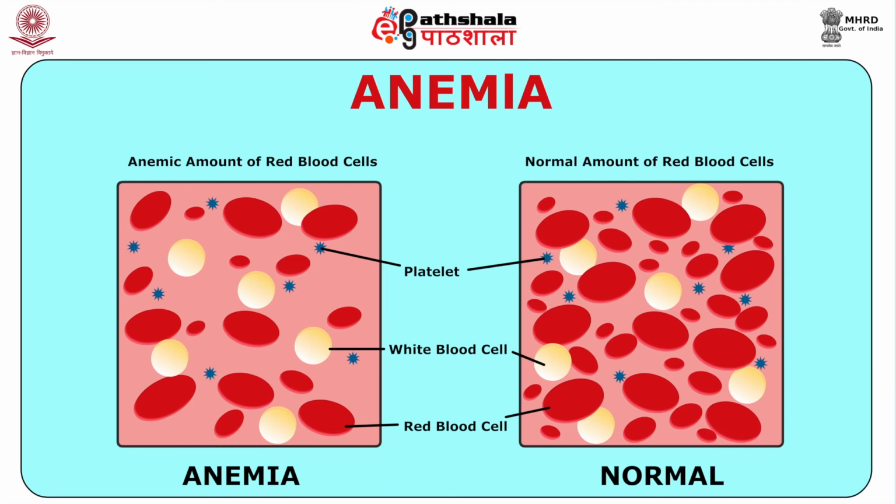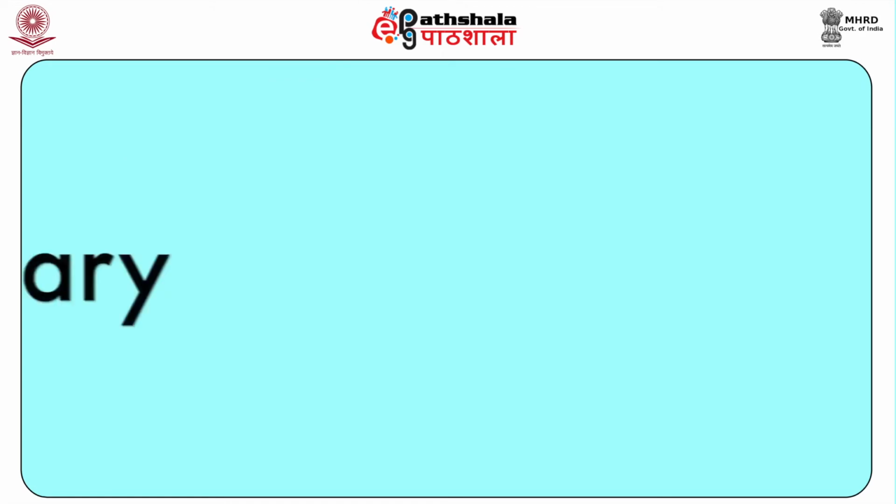So as shown in figure, you can clearly see how the normal and the anemic cells are different from each other. You clearly see that in anemic cells, the level of RBC blood count has gone down, whereas in normal cells, you can see the normal amount of red blood cells.